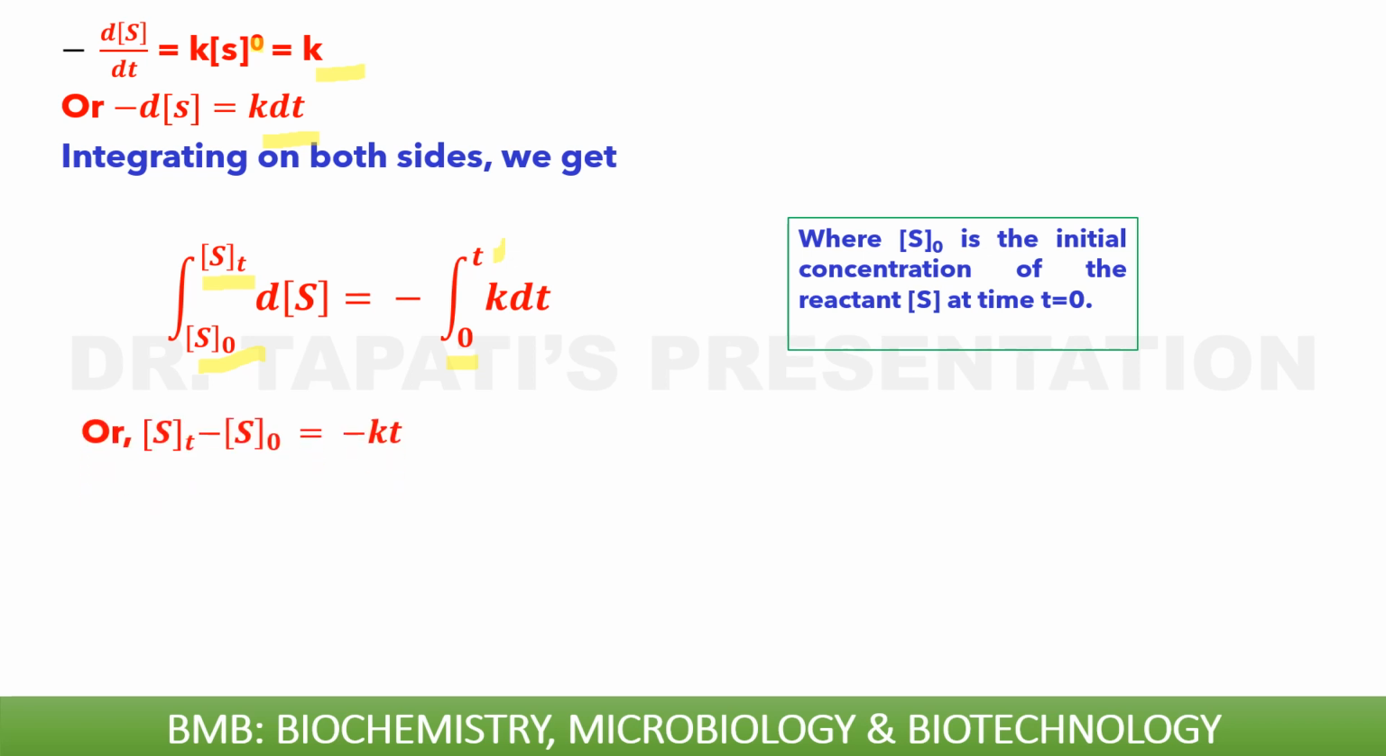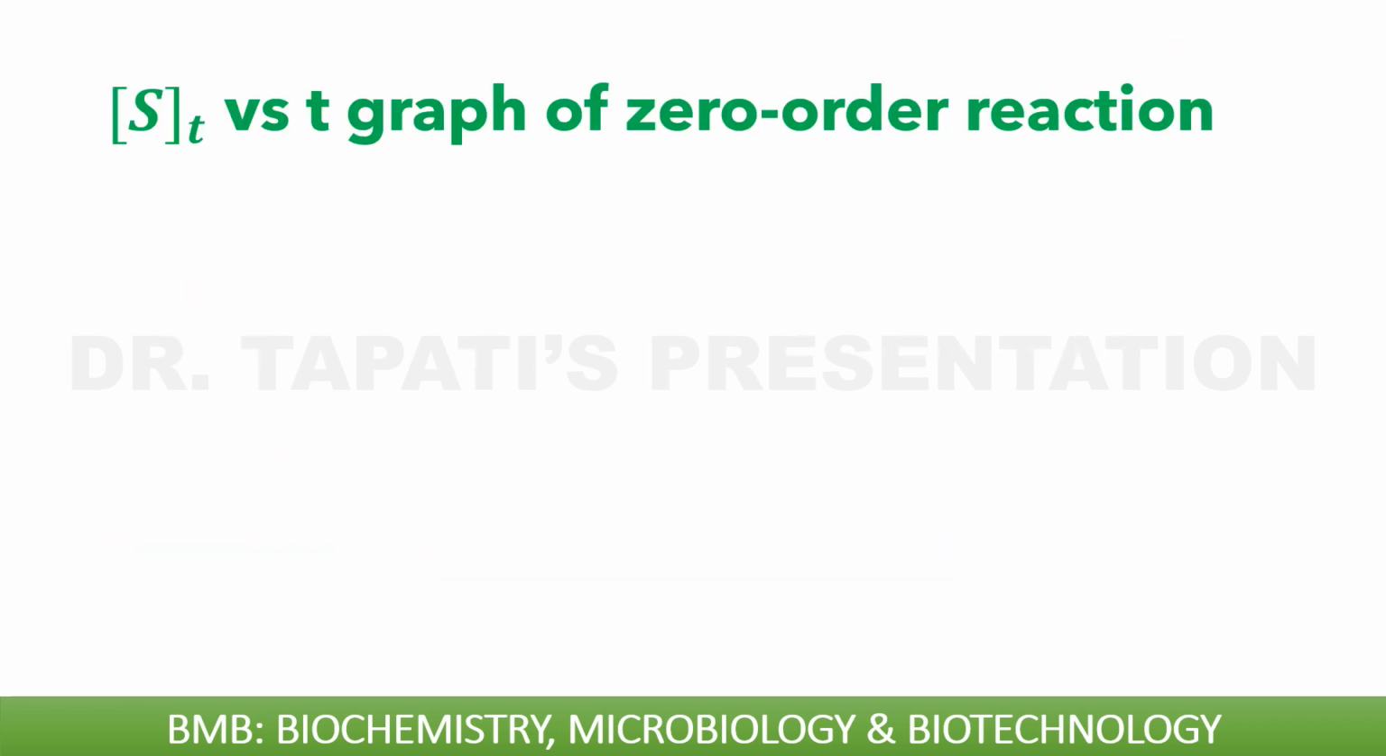Or we can write this equation as St minus S0 is equal to minus Kt, or St is equal to S0 minus Kt. This is equation 2. Let's plot St versus t graph, where I already told that St means substrate concentration at time t.